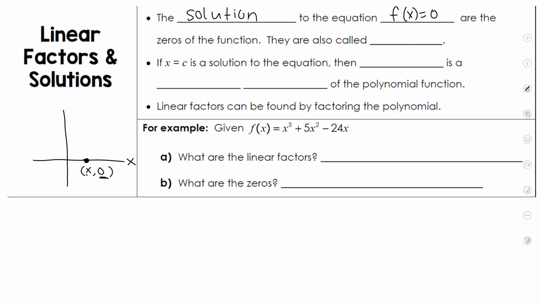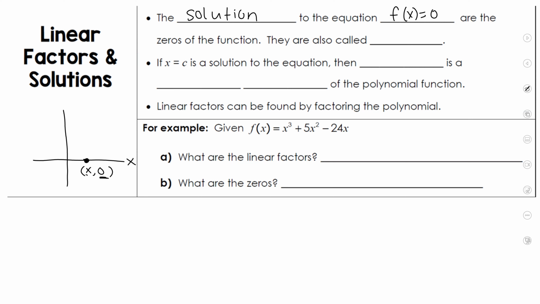Any equation, if you set it equal to 0, meaning your y value is 0, f of x is 0, y equals 0, that will give you what the x value is. At any x-intercept, the y value is always 0. Okay? So that's what that top line means. They are also called roots.